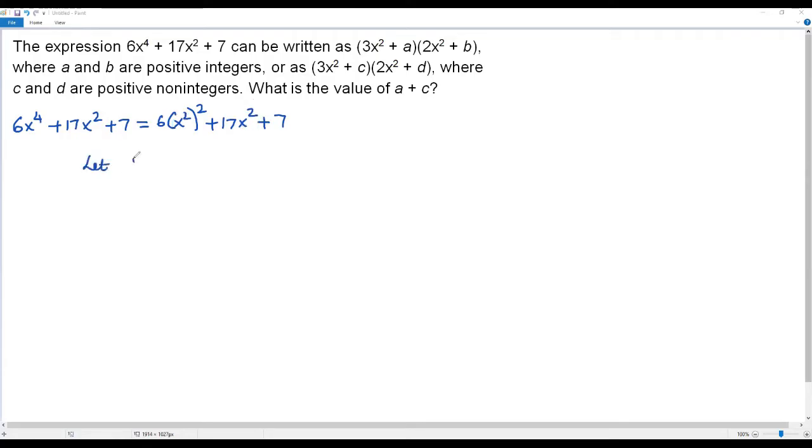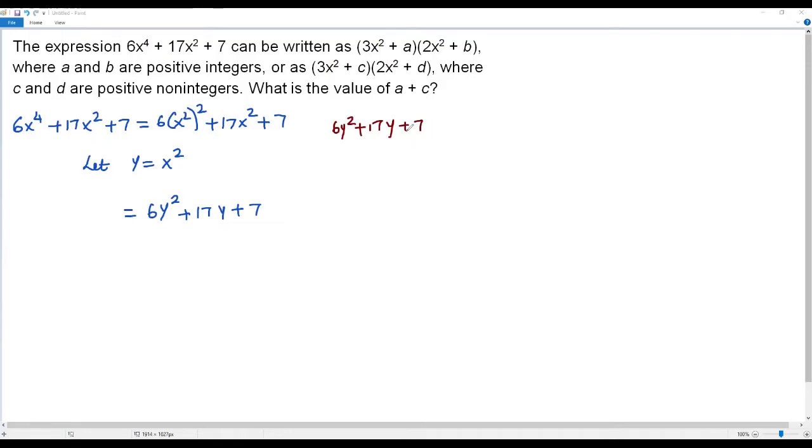That is, let y equal x^2. So wherever I find x^2, I can plug in y for it. Then I'm getting 6 times y^2 + 17y + 7. Okay, now let's factor this quadratic expression in y. So we have 6y^2 + 17y + 7.